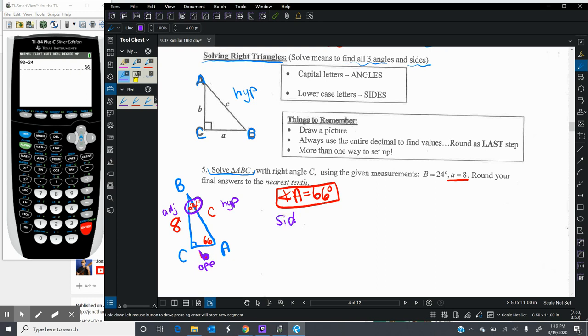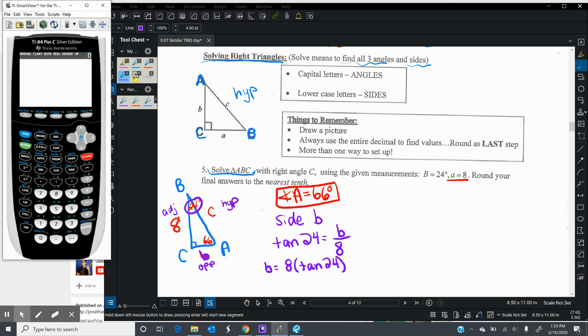So side b. Again, we're going to use the tangent function from the 24-degree angle equals opposite side b over the adjacent side a. So opposite over adjacent. And cross multiply, b equals 8 times tan 24. Since we're finding a side, we do not use the second function this time. We simply type 8 tan 24. Notice this time I left out the multiply sign. 8 next to tan 24, the calculator knows to multiply. So rounding to the nearest tenth, b is approximately 3.6.